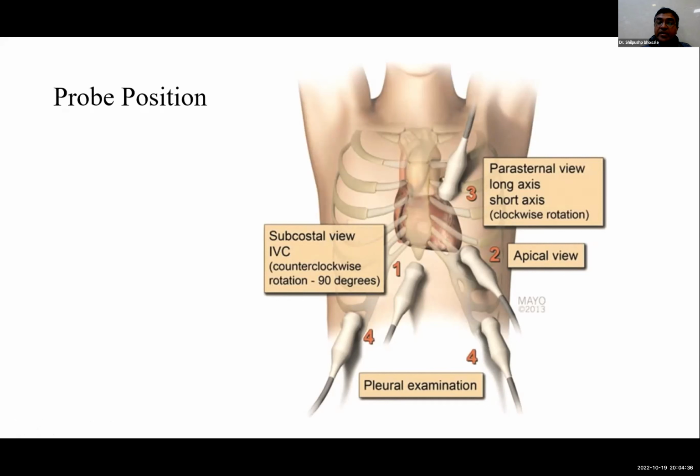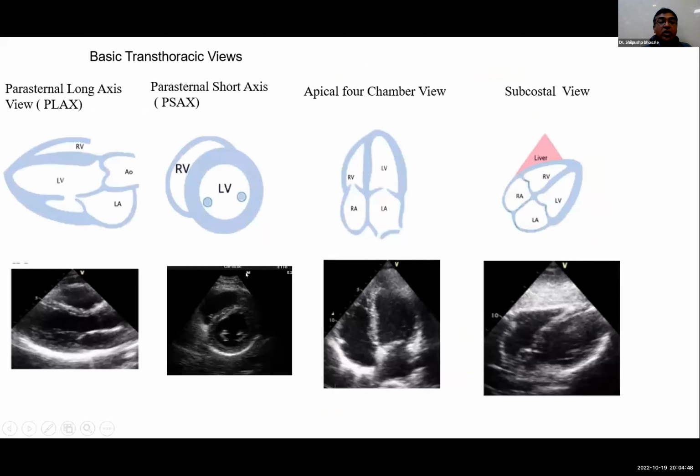The subcostal may be the most important view in anesthesia, because we may have tubes and surgical incisions. And of course, apical 4-chamber or 5-chamber is what we can look at. So if you look at the parasternal long axis, you can see the right ventricular outflow tract, the left ventricle with its outflow tract along with the aorta.